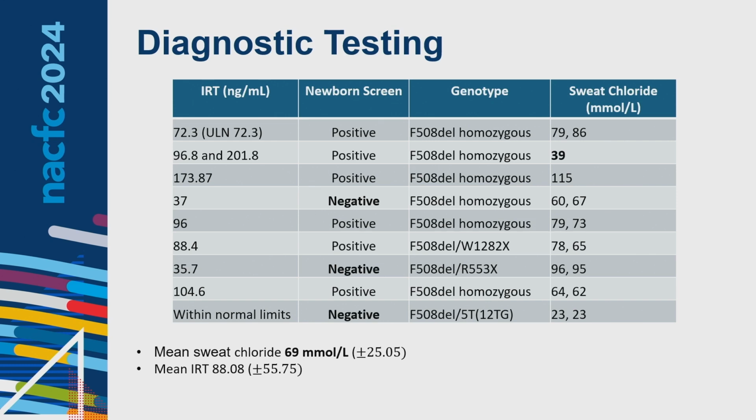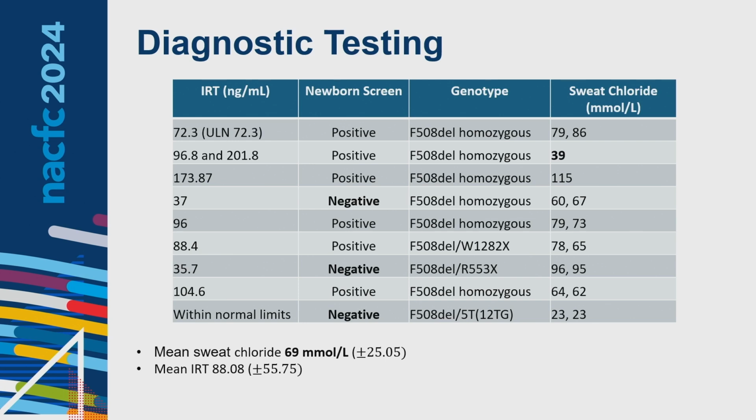So the 2 positives were in the 60 to 67 range and 96 to 95 range, and then 1 was 23 and 23 with the genotype of F508del 5T12TG. However, there was 1 infant who had a positive newborn screen with an IRT of 96.8 and on repeat 201.8, whose sweat chloride was 39, which is firmly in the intermediate range.